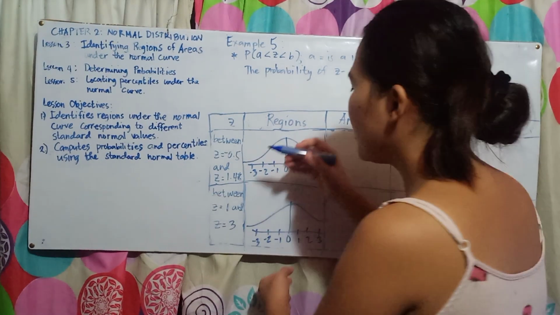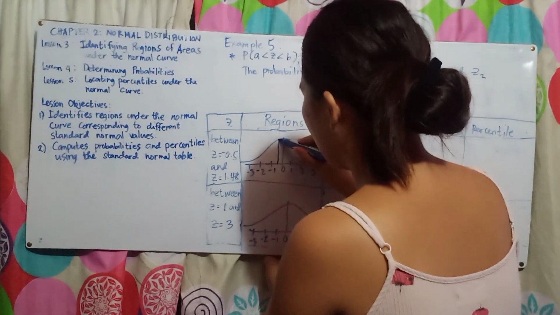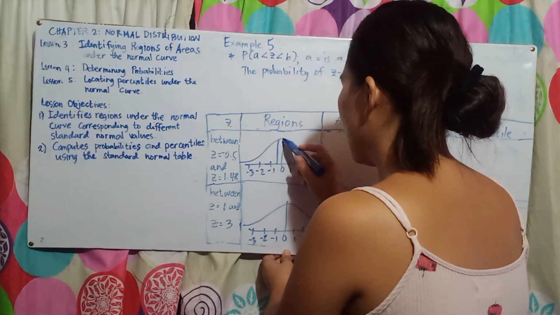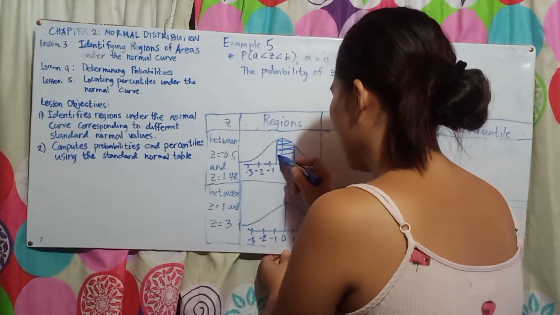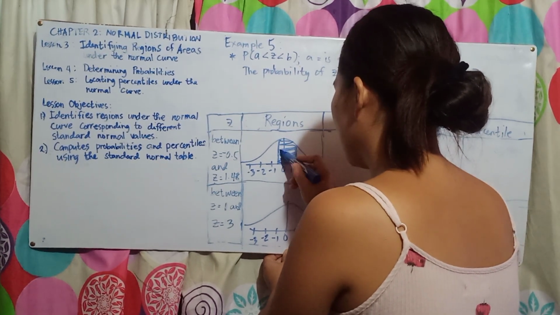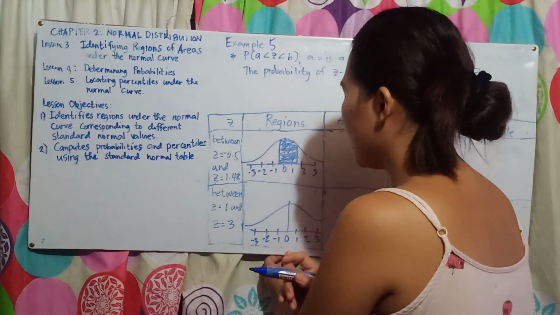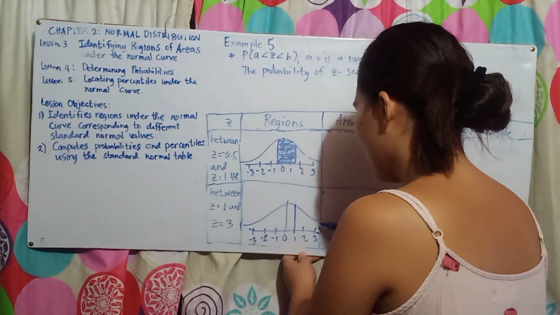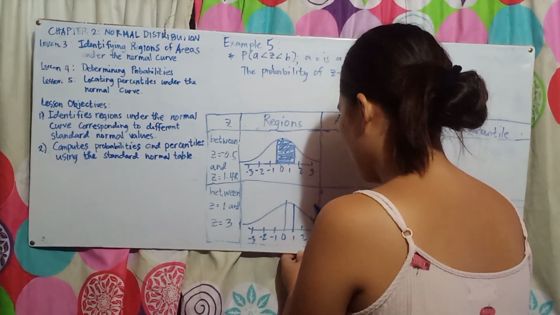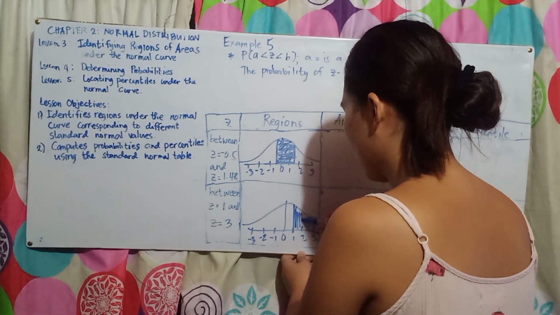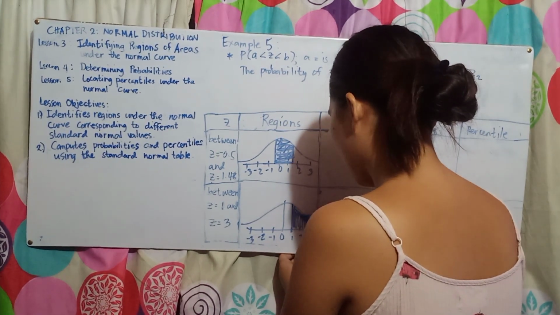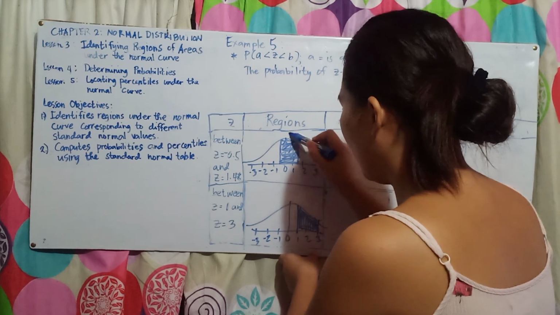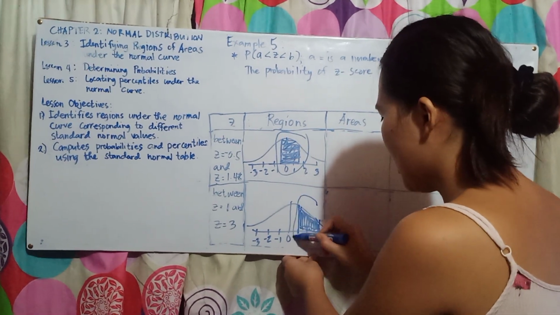So, first is negative 0.5. Nadira banda ang negative 0.5. Ang positive 1.48, nadiri banda. So, ang shaded region, kanadira, since ang given is between. Next, between z equals positive 1 and positive 3. So, ang shaded portion, kanadira.